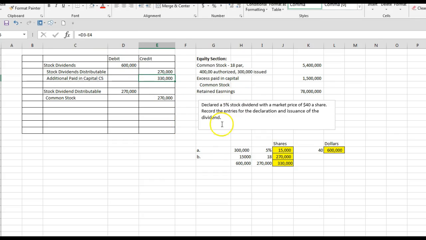And that's a stock dividend. It has a couple of more steps. First of all, you have to figure out how many have been issued, what percent you're going to multiply by, and then how many shares you're going to distribute. From there, you figure out the market to get the dividend, and then you figure out the par to get what is distributable. The difference is the paid-in capital.